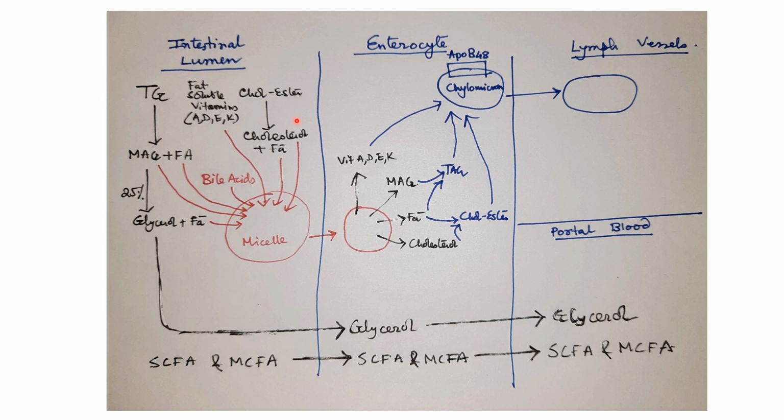Okay, so in the intestinal lumen, see what comes from our diet. The main three things: this is the TG, this is the cholesterol ester, this is the fat soluble vitamins. The phospholipids I have not included in this diagram, but they will also be there.